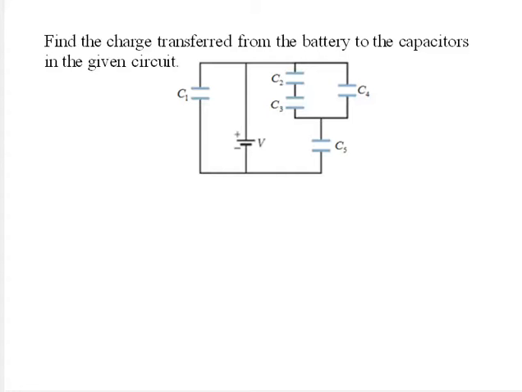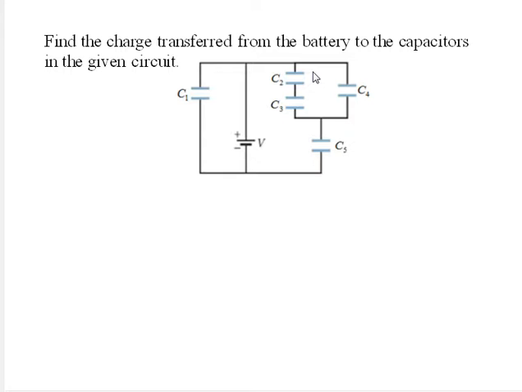Let's take a look at this capacitor circuit. This circuit has one EMF device, a battery, with a voltage V across it, and it has 5 capacitors arranged, some in series and perhaps some in parallel. What we want to do is find the charge transferred from the battery to the capacitors in this circuit.